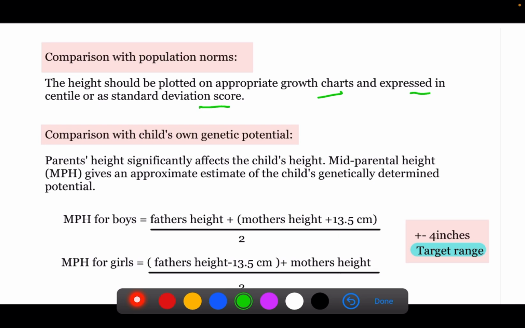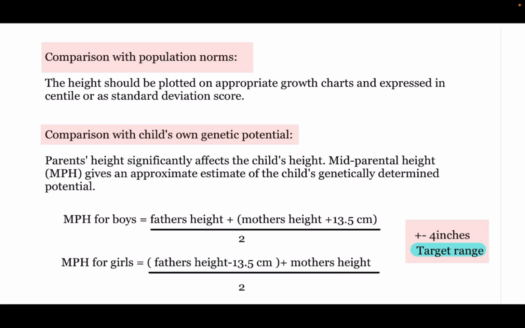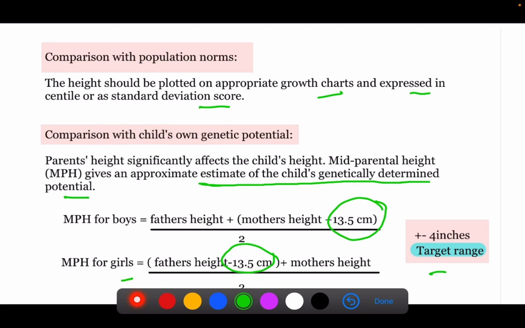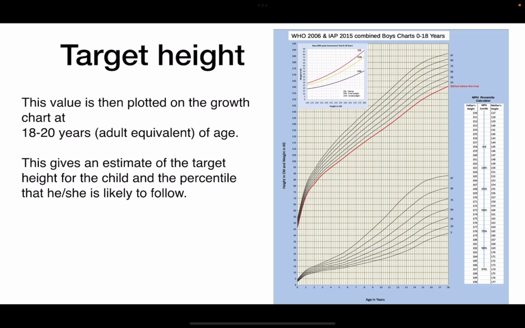Comparison with child's own genetic potential, for which we need mid-parental height, which gives an approximate estimate of the child's genetically determined potential. This is how we will calculate mid-parental height for boys. We add 13.5 centimeters to father and mother's height, divided by 2. For girls, we deduct 13.5 centimeters. For mid-parental height, we add plus or minus 10 centimeters to know the target range height at 18 years. This is the target height.